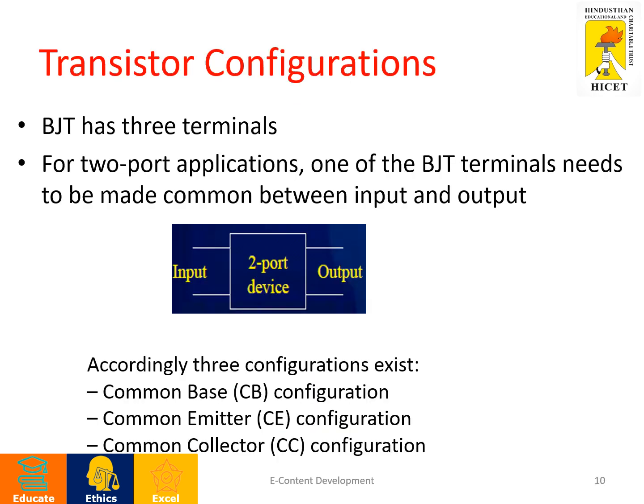Transistor configuration. It consists of 3 configurations. One is common base, common emitter, and common collector. And we'll be seeing in this presentation about common base and common emitter.